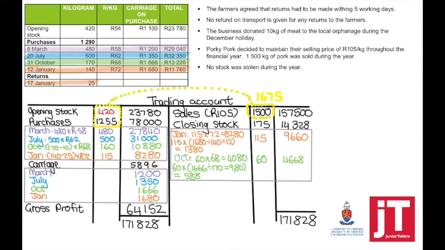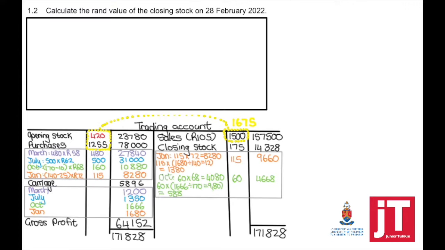So we can basically answer the majority of the questions that could possibly be asked in a test and exam by opening up the trading account. If you look at question 1.2, they say calculate the rand value of the closing stock. So by looking at the trading account, we've now calculated what is the closing stock.